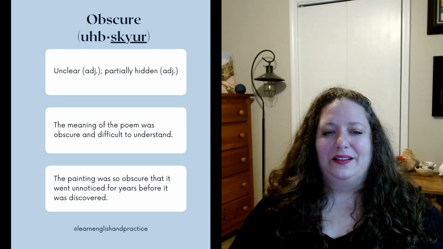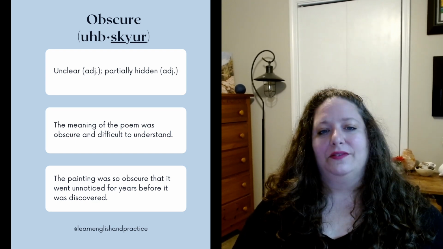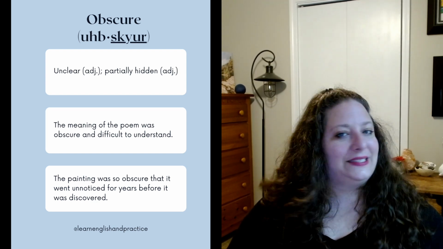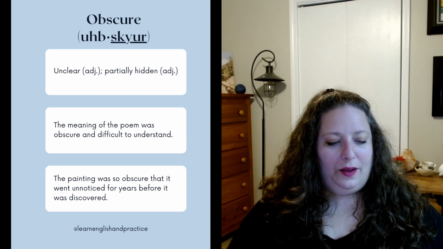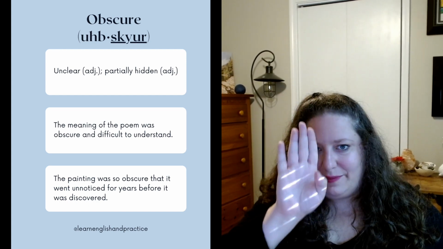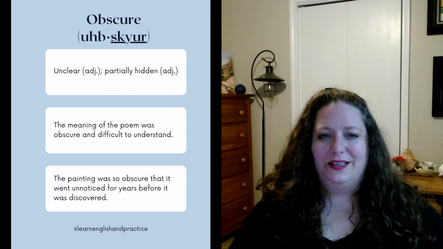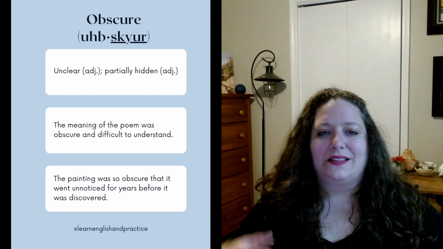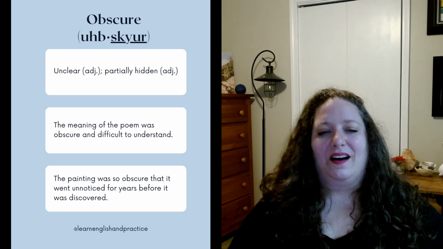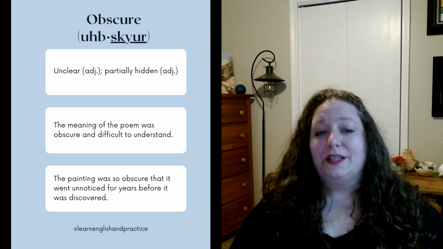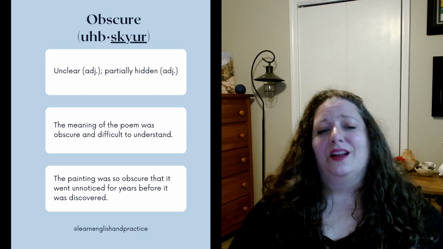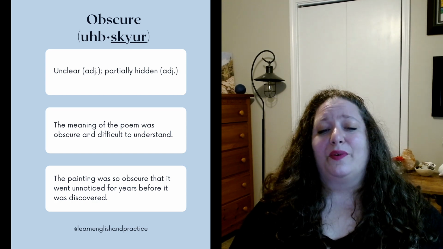Here's obscure. This means unclear as an adjective, or partially hidden also as an adjective. So sometimes I'll buy seats in a theater and it will warn me that the view is obscured. That means there's a column in front of me, so part of the view is hidden. Or something that's obscure might not have a lot of clarity. Examples here are: the meaning of the poem was obscure and difficult to understand. The painting was so obscure that it went unnoticed for years before it was discovered.